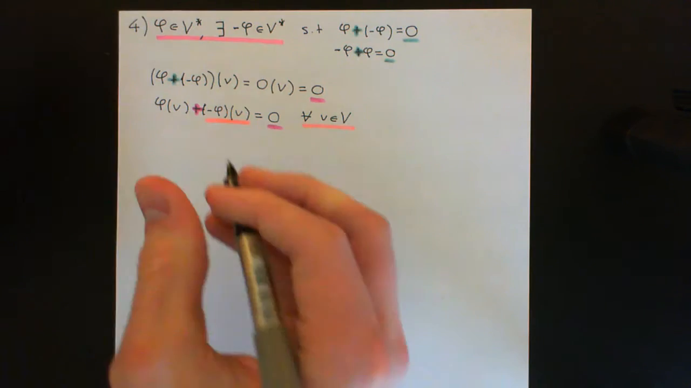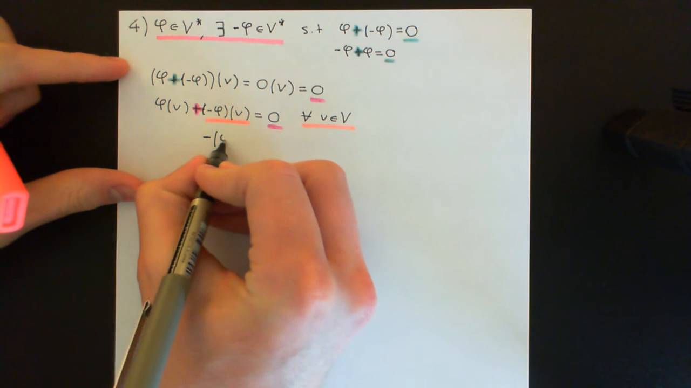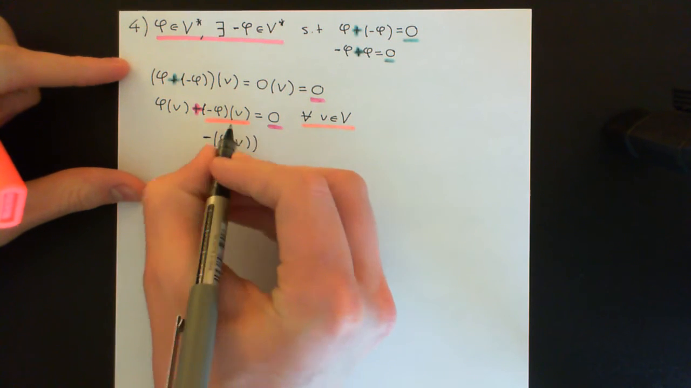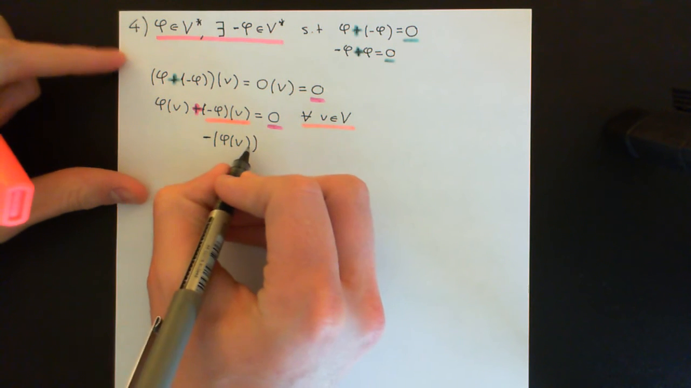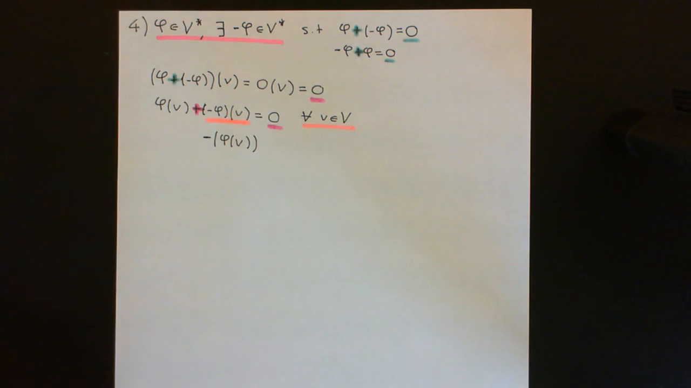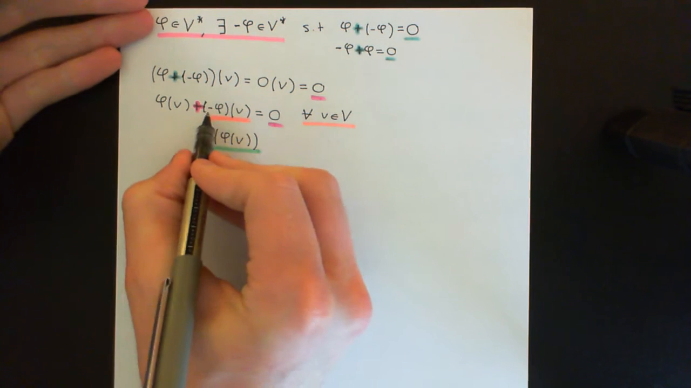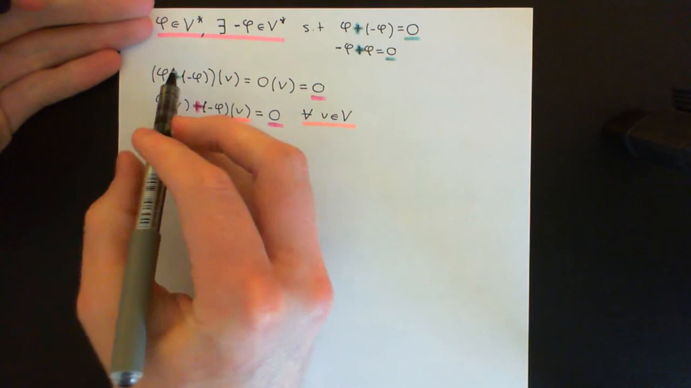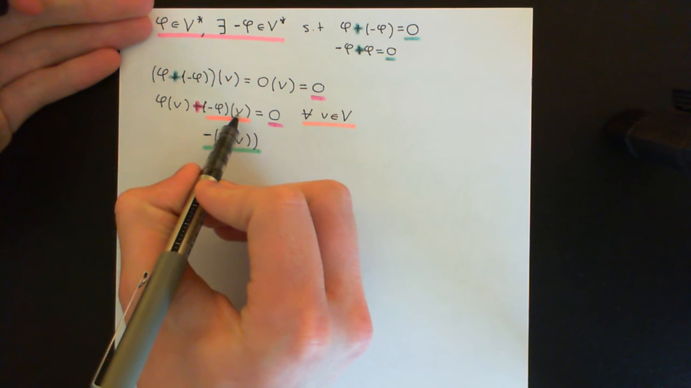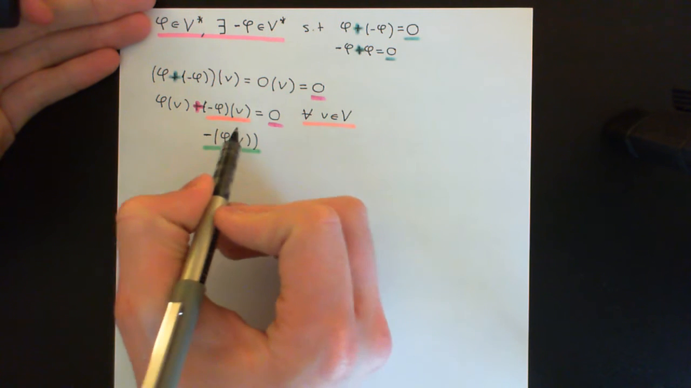Well, that tells us that negative phi of V must equal the additive inverse of phi of V. I know this looks really trivial, that negative phi of V is equal to negative phi of V, but I mean different things by these two things, hence why I put the brackets in different positions. This means the additive inverse of this map phi in the dual vector space, then acting on the element V in our original vector space capital V.